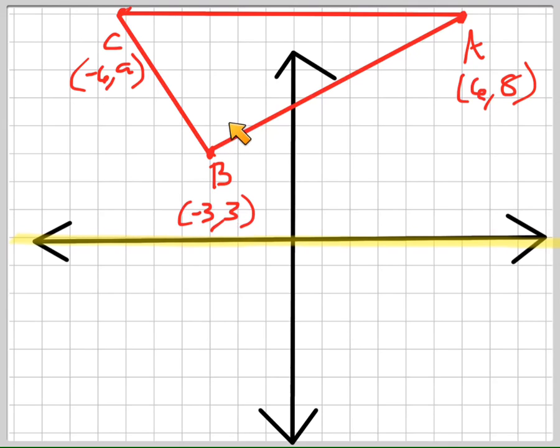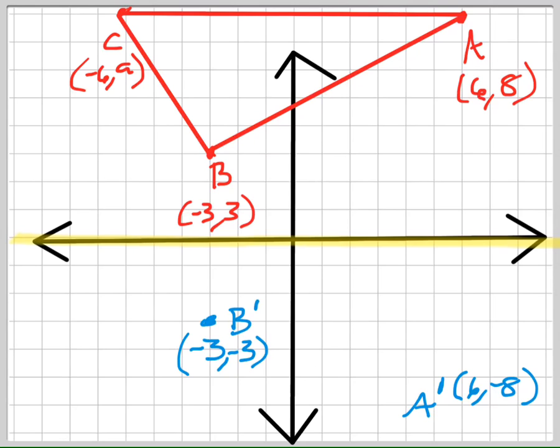So if this is my pre-image, B is going to end up at -3, -3. Right? That's going to be B prime. A prime is going to end up at 6, -8. I'm out of room on my graph, so I'm just going to write the coordinates. And C is going to be at -6, -9 is going to be C prime. And then I would connect those points and make that triangle reflected over the x-axis.